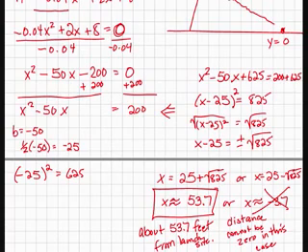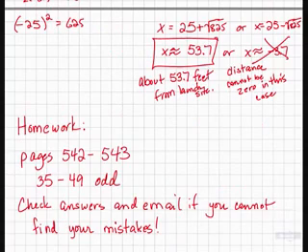So for homework, do pages 542 and 543 in your textbook, number 35 through 49 odd. Please check your answers in the back of the book and email me if you cannot find your mistakes. I'd much prefer that you try to understand it now than next week when we're going to be way behind.